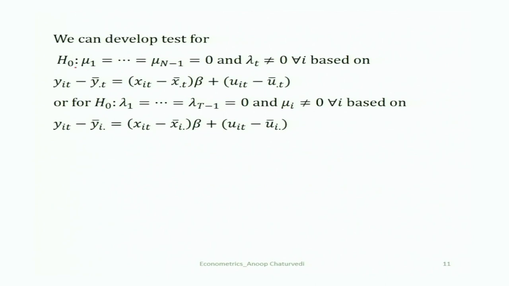Then we can also develop a test for H naught: mu 1 equal to so on mu n minus 1 equal to 0 and lambda t not equal to 0 for all t, based on y I t minus y bar dot t equal to x I t minus x bar dot t beta plus u I t minus u bar dot t. So, under H naught we are assuming that mu i's are 0. And if we take this transformation, then these lambda t's will vanish. Or if you want to test the hypothesis lambda 1 equal to so on lambda t minus 1 equal to 0 and mu I is not equal to 0, then we consider this model and we can perform the test.